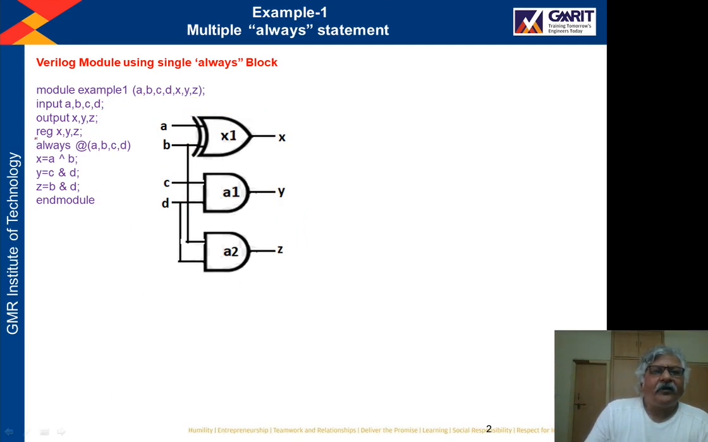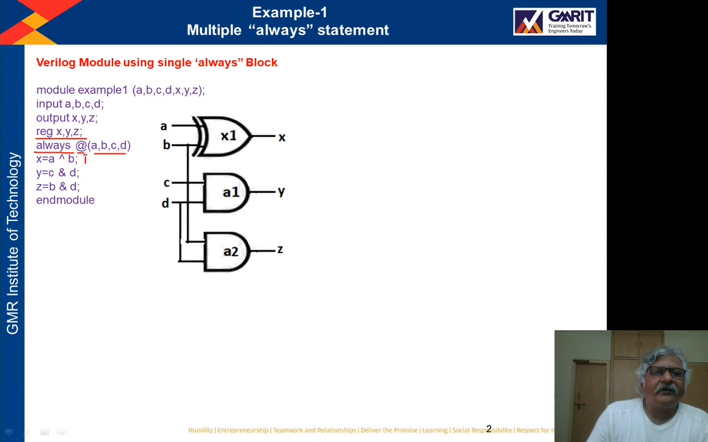Now we have declared X, Y, Z as reg type. Then always @, and the sensitivity list of this always block is A, B, C, D. So whenever there is a change in the signal of A, B, C, D, whenever any event occurs on the A, B, C, D input ports, then this always block will be activated and all the statements inside this block will be executed. The first statement inside this is X = A XOR B.